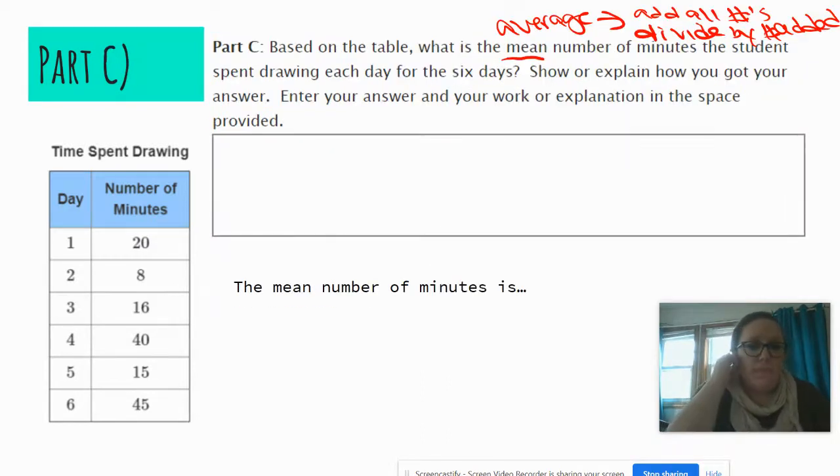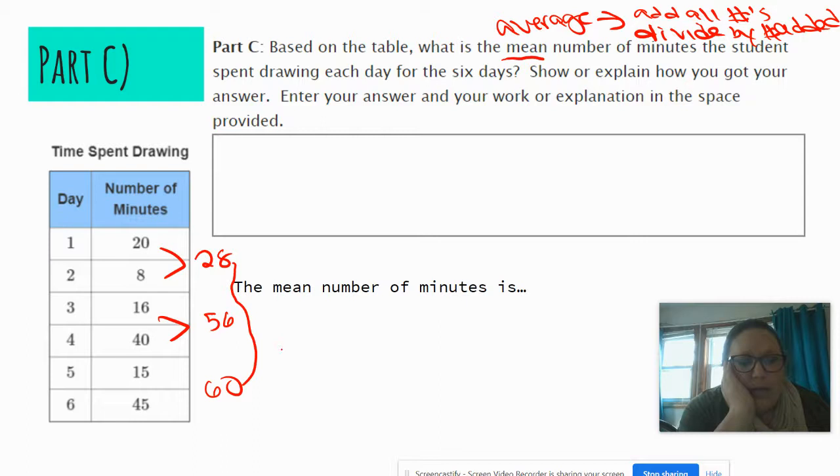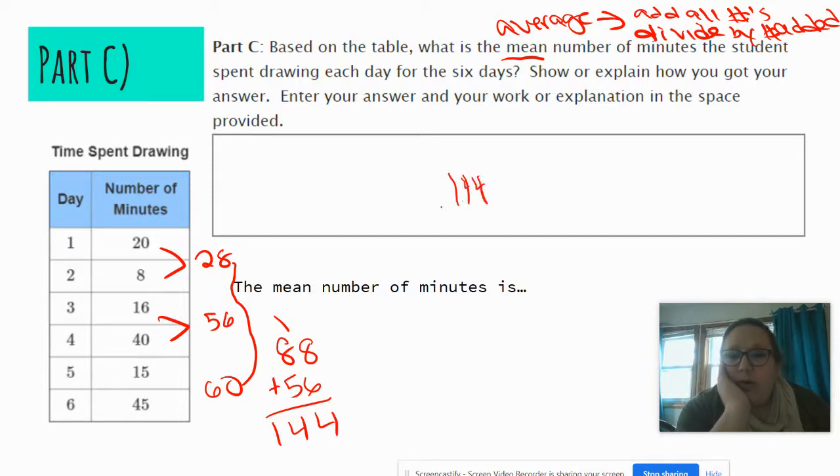So we're going to add all these numbers together. First, let's chunk them a little bit. 20 and 8 would be 28. 16 and 40 would be 56. And then 15 and 45 would be 60. 28 and 60 would be 88. And then plus 56, 8 and 6 is 14, 9 and 5 would also be, so all added together is 144. So then we want to do 144, and then we added 6 numbers, so we would divide by 6.